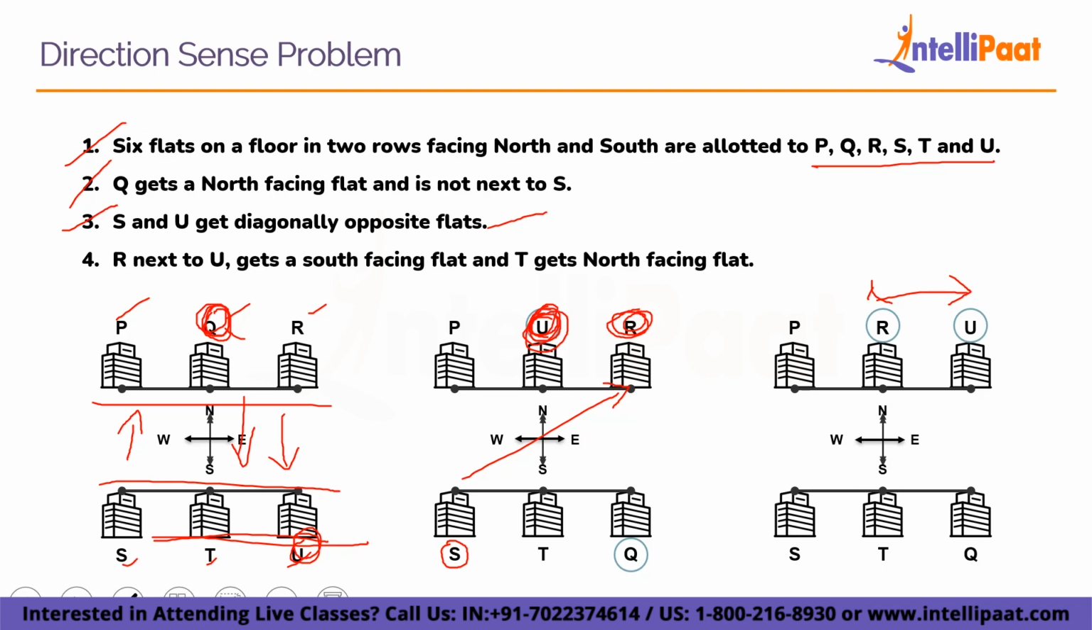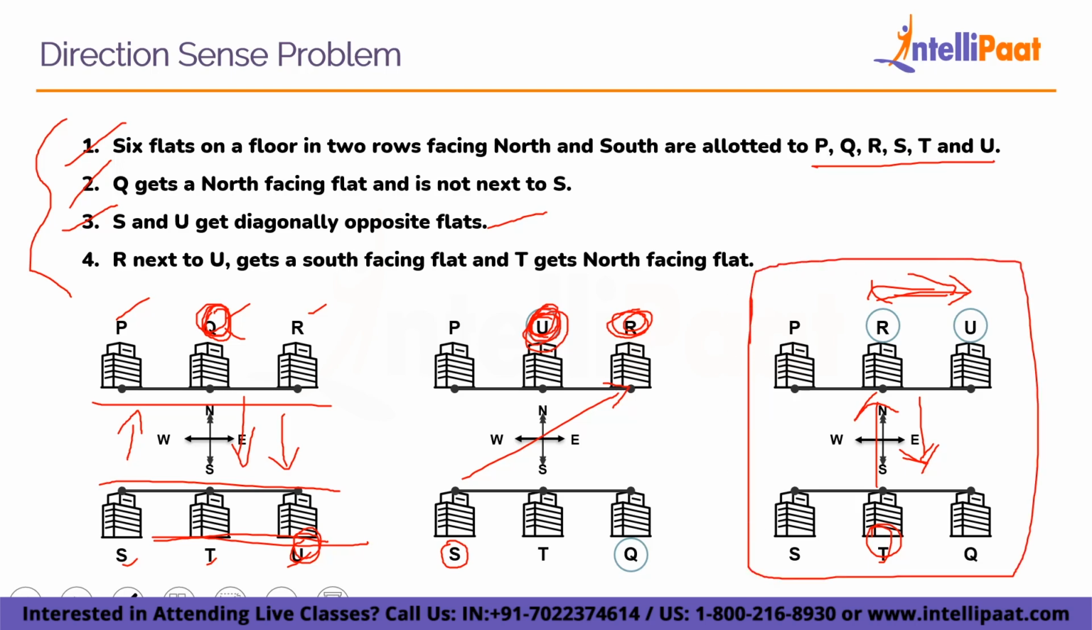Now let's read out the fourth statement, which says R is next to U. So R is next to U. As you can see here, R is next to U and gets a south facing flat. So yes, these are south facing flats only. And T gets a north facing flat. Here is T and it is getting a north facing flat, right? So we have covered all these four pieces of information, and according to that we get the final positioning of these flats. So this is our final positioning of the flats according to the information that we have been provided.